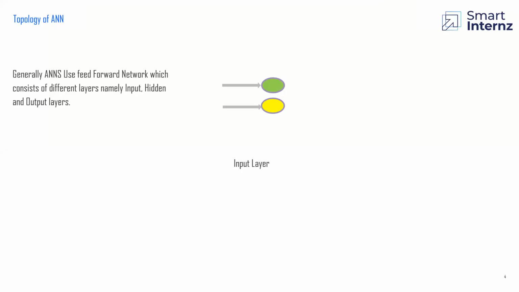Suppose I give the input as apple, a fruit, to the neural network layer. If my model is trained through the neural network, we will get the output as apple. So the input layer basically accepts all the inputs provided by the user, the developer, or the programmer.